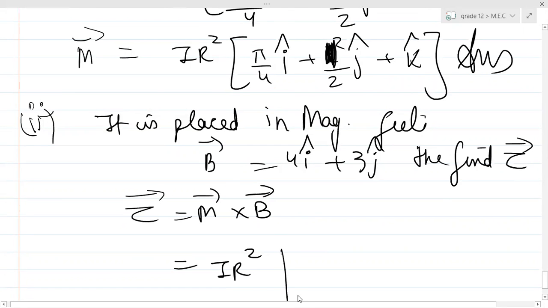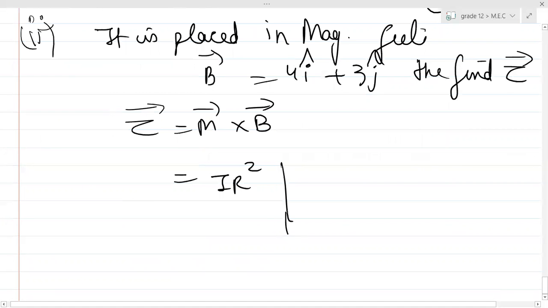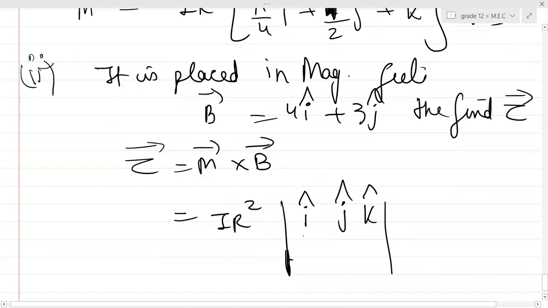And do you remember cross product? Everyone remembers? i cap, j cap, k cap, 5/4, 1/2. I think everyone is able to do this now. Yes or no?